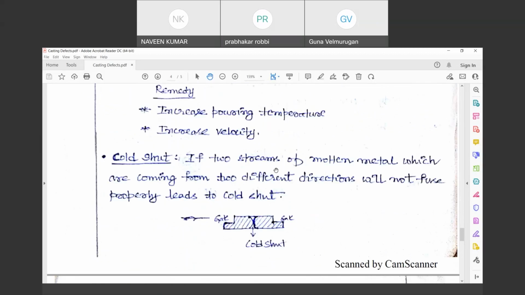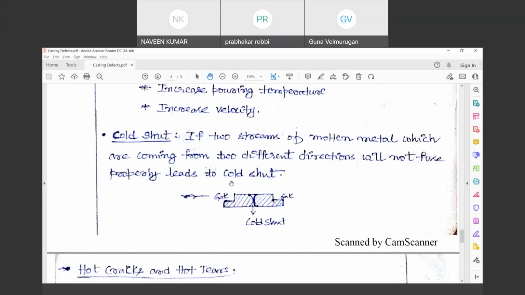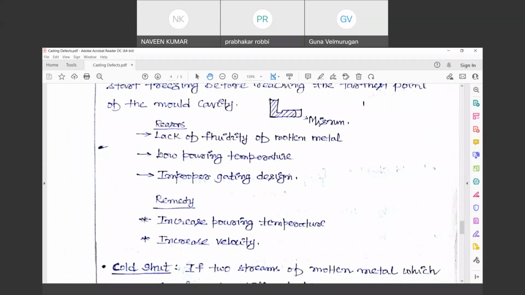And cold shut on the other side is if you're pouring from this side and also from the other side, and these two streams are not mingled or fused properly, there is a gap formed between these two liquid metal streams. This fusion of streams is not happening, and because of that this cold shut is being formed. If two streams of molten metal coming from different directions do not fuse properly, it is called cold shut. Again, the problems are because of lack of fluidity and such things.